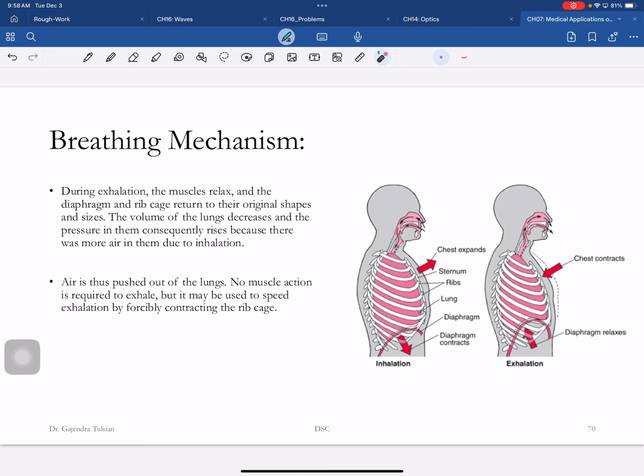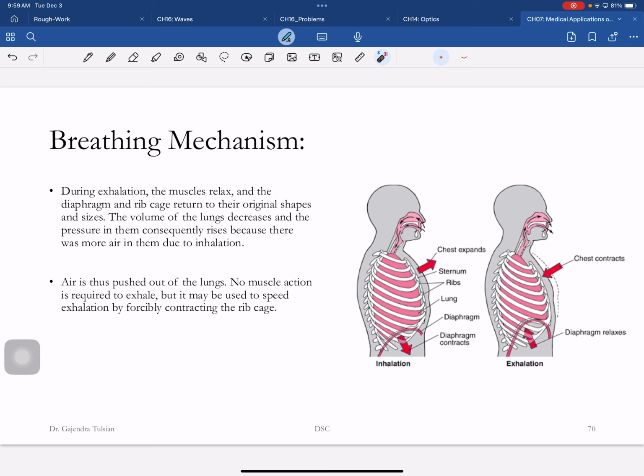During inhalation, the diaphragm contracts. That's muscle action. During exhalation, your diaphragm relaxes. Again, you can see this in the diagram. The diaphragm is contracted; it's become smaller, and when the diaphragm relaxes, it regains its original size.